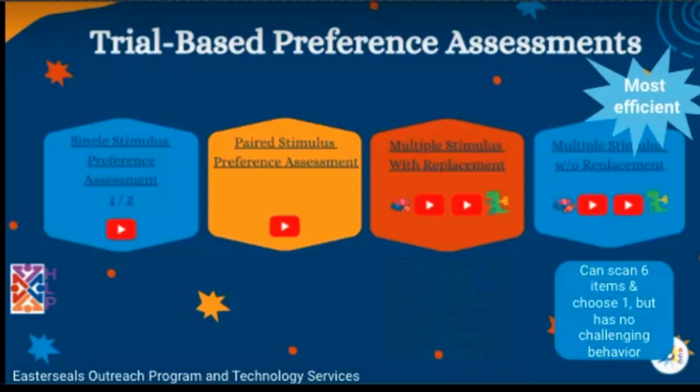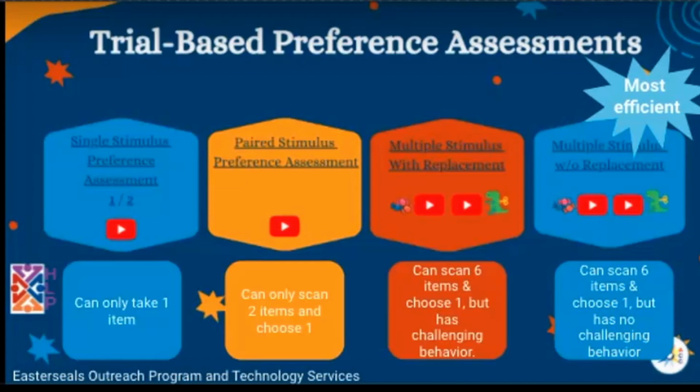And then our last option is the most efficient. It is multiple stimulus without replacement. So you might start with the field of 6. When you do your first trial and you take one out, the next trial, you have a field of 5 and so forth. So if your student can scan 6 items, if they can select between them, and they do not engage in any challenging behavior when the toys are removed, this is the quickest and most efficient method to get your hierarchy.